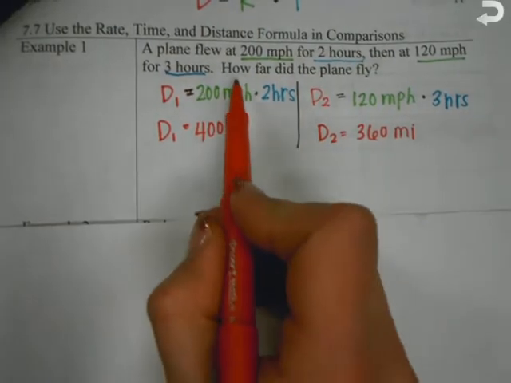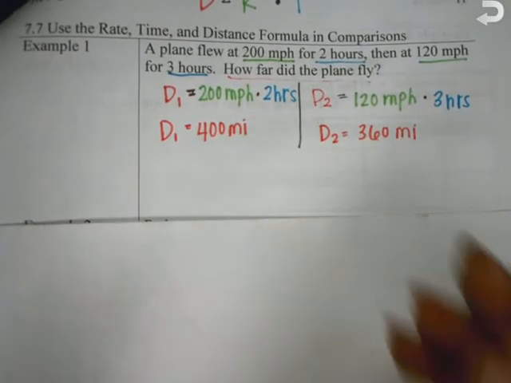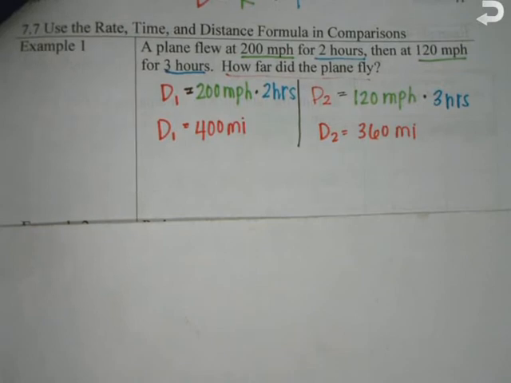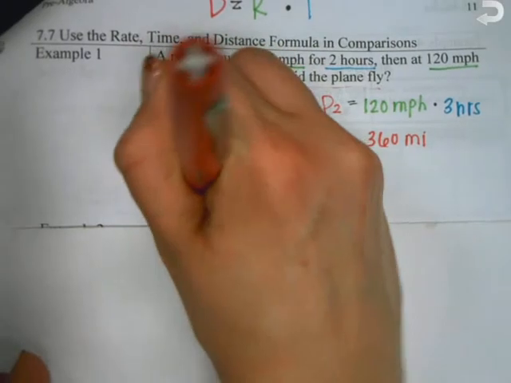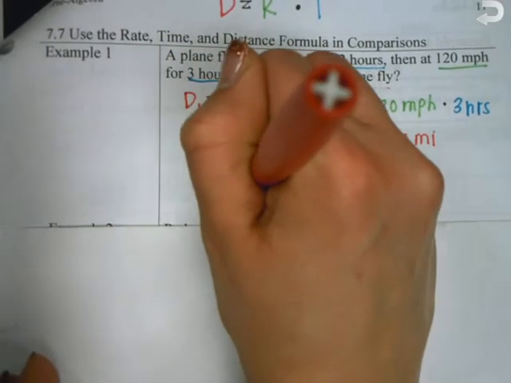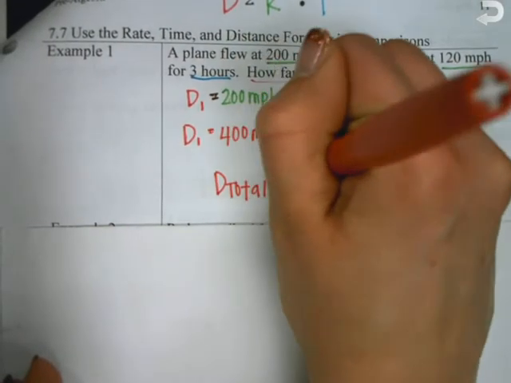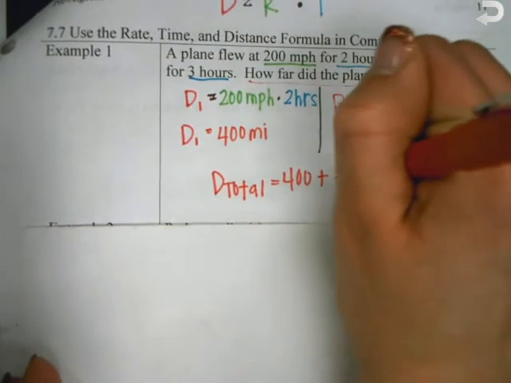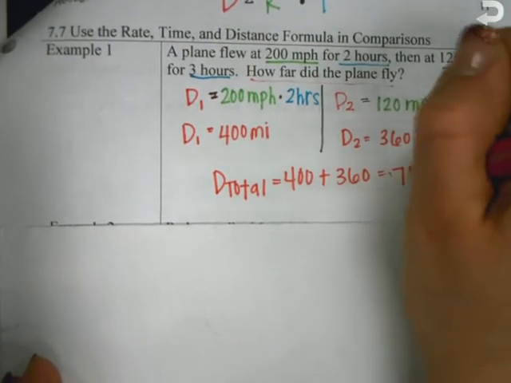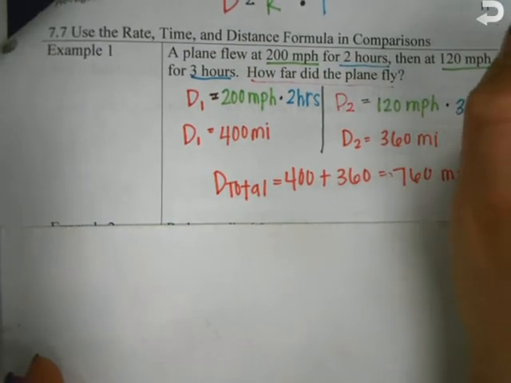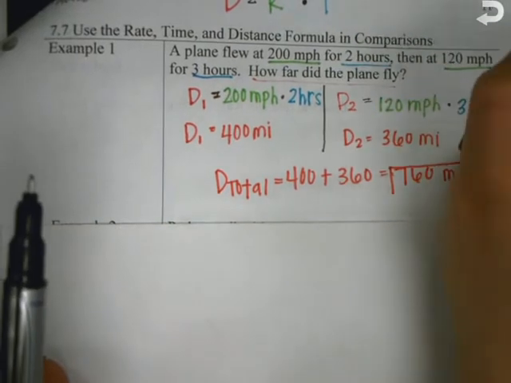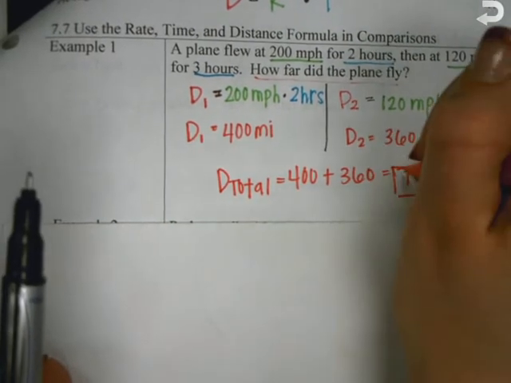Now we're being asked, how far did the plane fly? So what do you think I need to do there? Add them together. So we see distance total equals 400 plus 360. So the total distance was 760 miles. Where did you get the 400? The first distance.